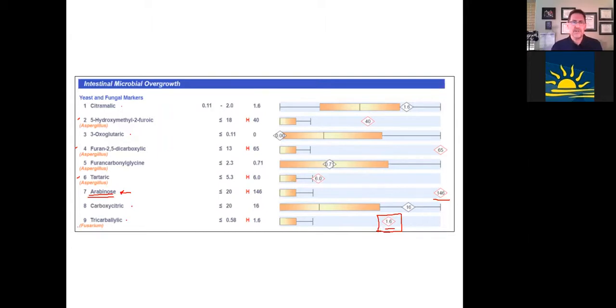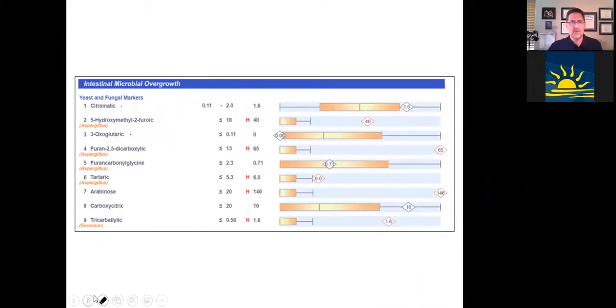So marker 6 is the Arabinose. Okay, so this is going to be linked to Candida. It's not linked to a mold. Let's see if I can erase these. Okay, so this is going to be linked to Candida, not mold. I hope that answered that. Let me see if I can get rid of these guys.